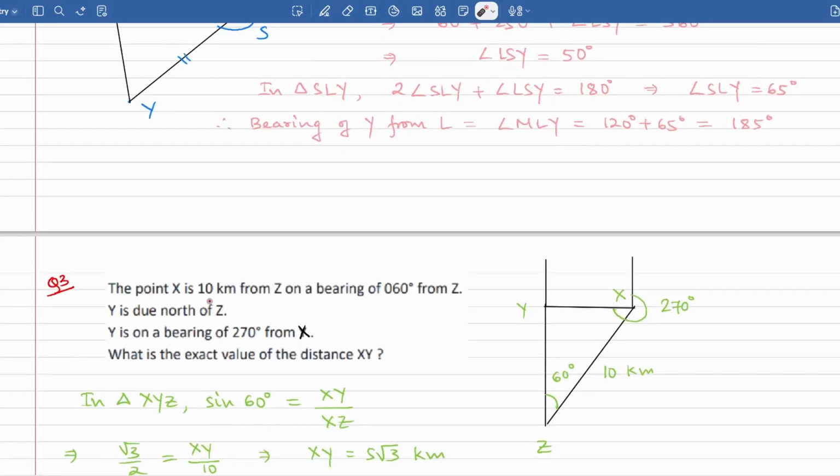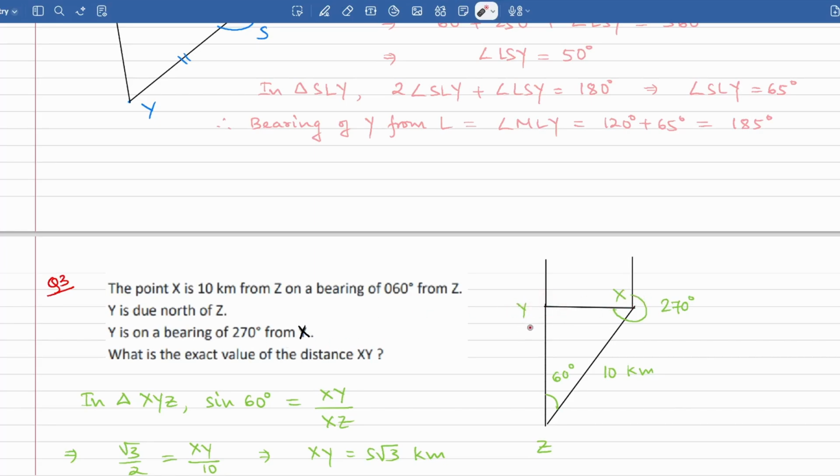The point X is 10 km from Z on a bearing of 060. So north line, X is 10 kilometers away. Y is due north of Z. That means Y lies somewhere on the north line. Y is also on a bearing of 270 from X. So from X, you take 270 bearing. Now there are fixed bearings that you should know. 90 degrees is the east, 180 degrees is south, and 270 degrees is the west. Okay, so I know that this is exactly to the west of X, which pinpoints the location of Y here.